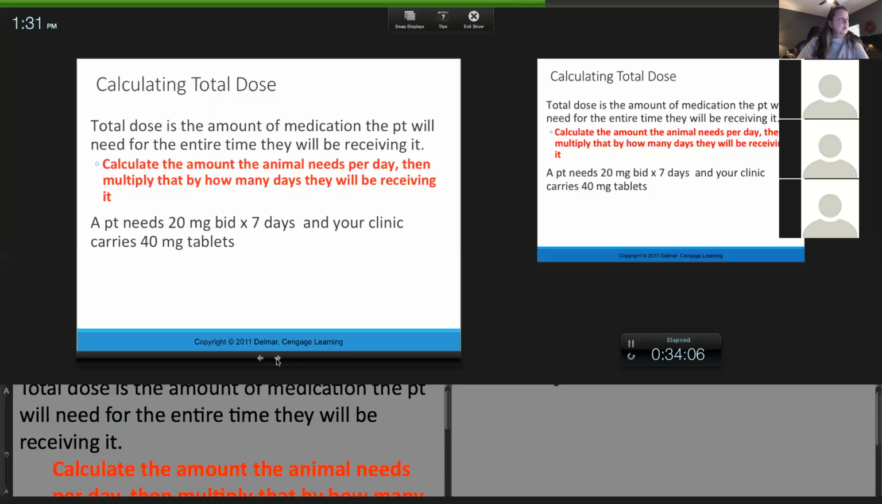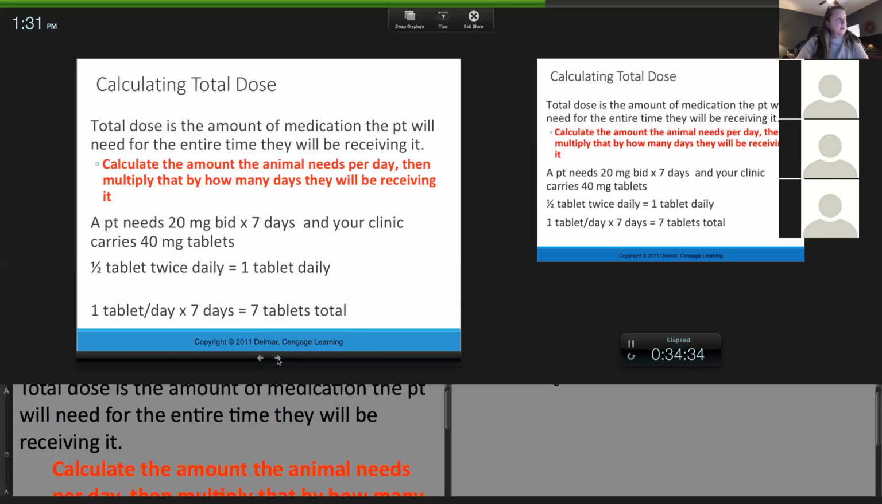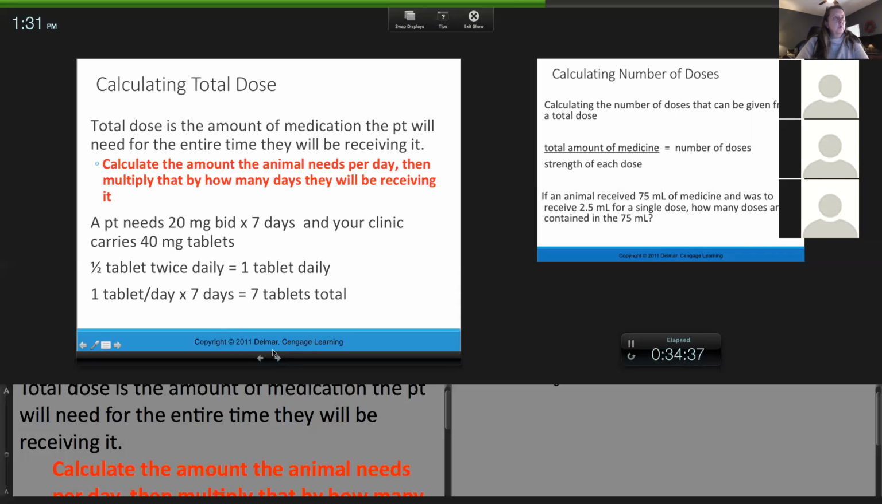So basically, if you have a drug, 20 mg BID times 7 days, and your clinic carries the 40 milligram tablets, okay? So that means this patient is getting 20 milligrams twice a day, 40 milligram tablets. This means this dog gets a half a tablet twice a day, which equals a tablet a day. They're doing it for 7 days. Then the total is 7 tablets total.